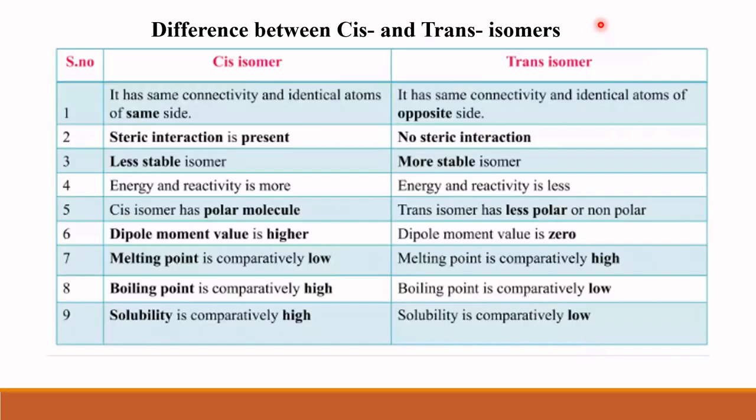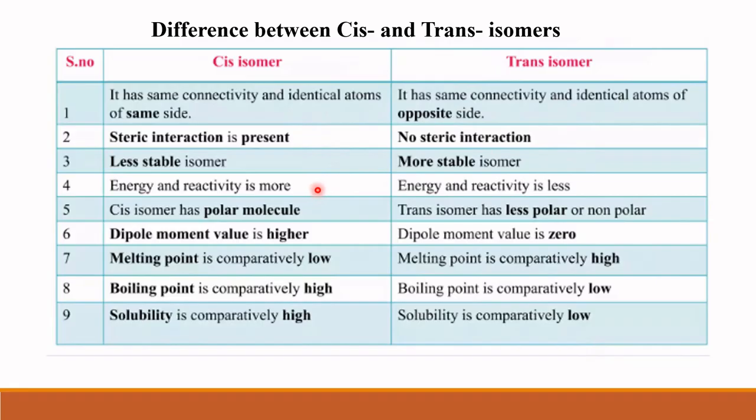Next is the difference between cis and trans isomers. Cis isomer has the same connectivity and identical atoms are on the same side, whereas in the trans isomer, the identical atoms are on the opposite side of the double bond. In the cis isomer, steric interaction is present, whereas in the trans isomer, there is no steric interaction. Cis isomer is the less stable isomer and trans isomer is the more stable isomer.